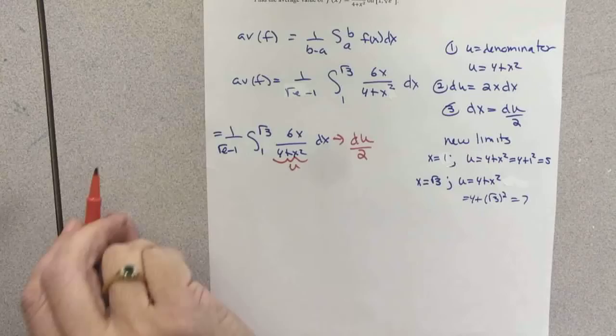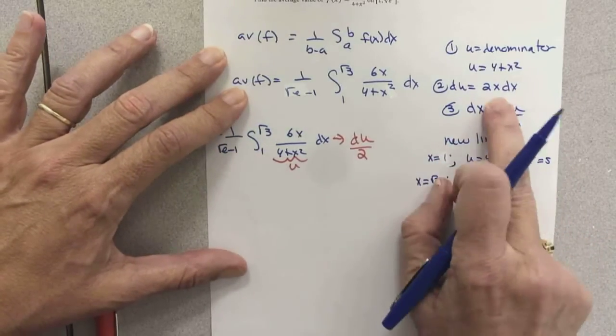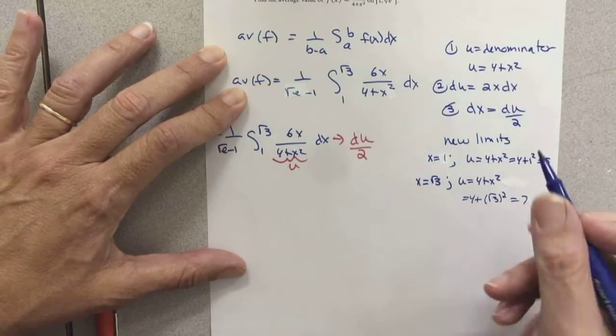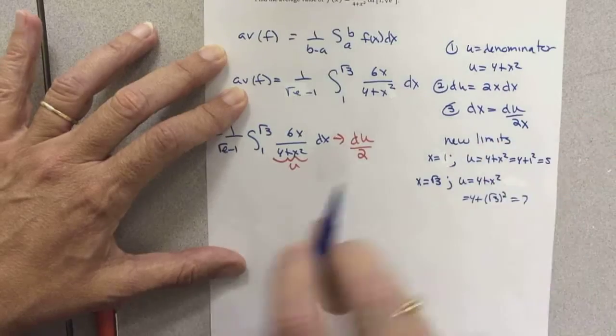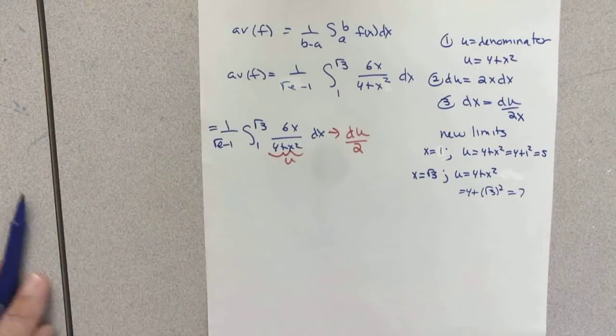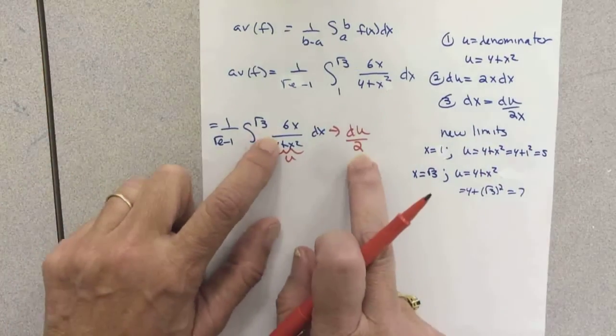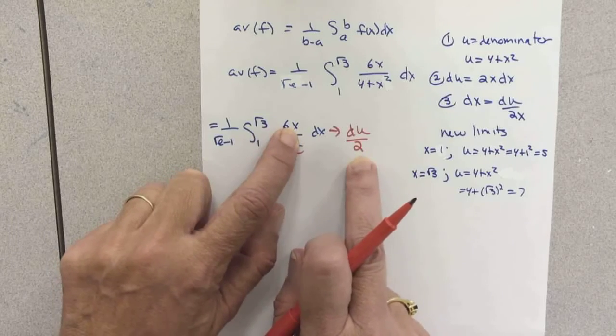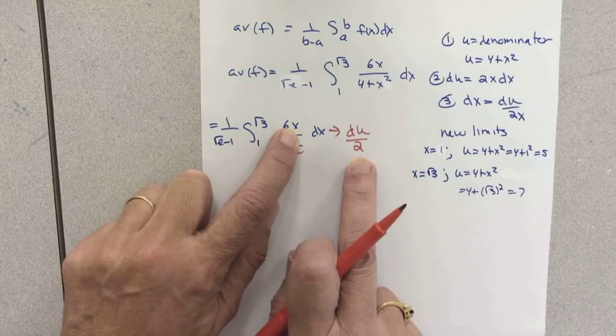X. I forgot my x over here. Made a little mistake from here to here. Dx would be du over 2x. And the reason I caught my little mistake here is that when I just put the 2, that x wasn't going to cancel and I knew something was going wrong.